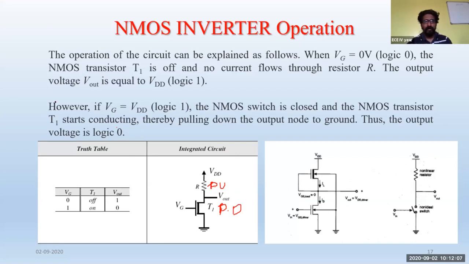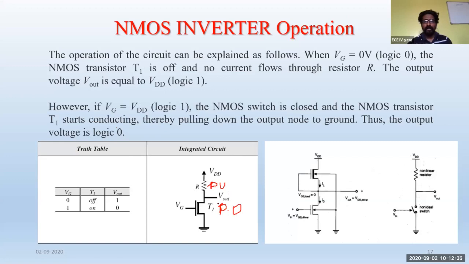The next one, whenever you supply VG equal to VDD, that is logic 1, then the transistor will be in a closed state, that is, it will be turned on. Whenever it is turned on, the transistor T1 starts conducting, thereby the pulling down of the output node takes place to the ground. The previous state output, which was logic 1, will now be pulled down to the ground.